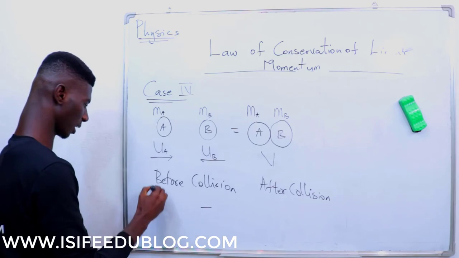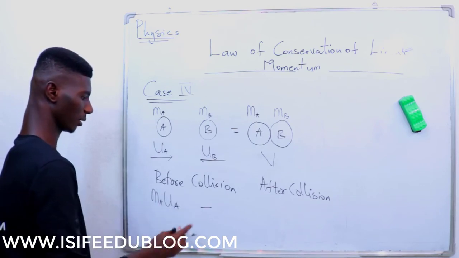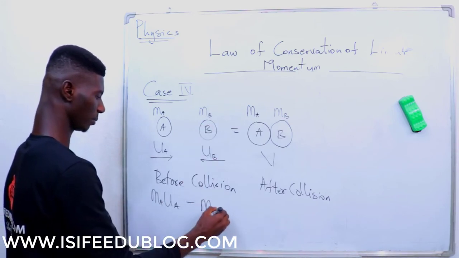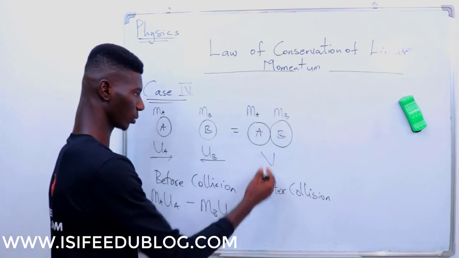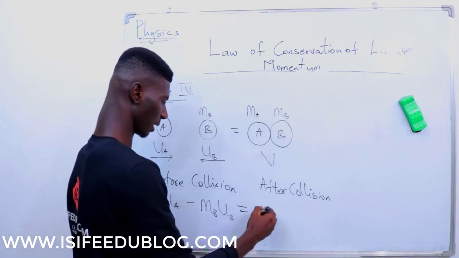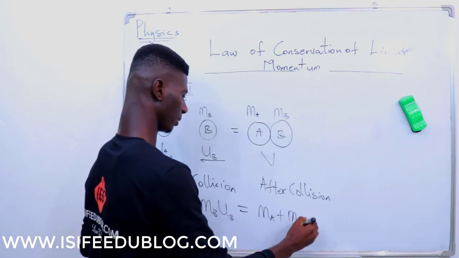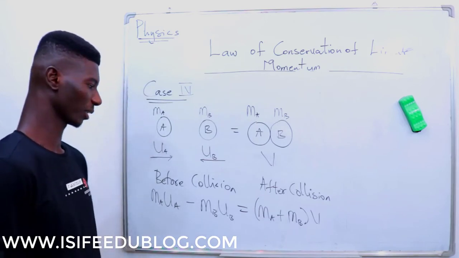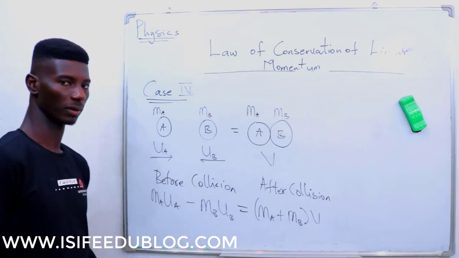This will give us MA UA minus MB UB, and that is equal to the addition of the masses this time around, MA plus MB times the common, what? Final velocity. So this is as easy as that. Very simple, times the common velocity.